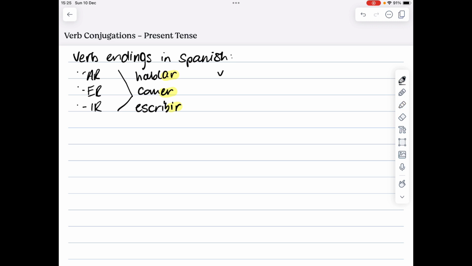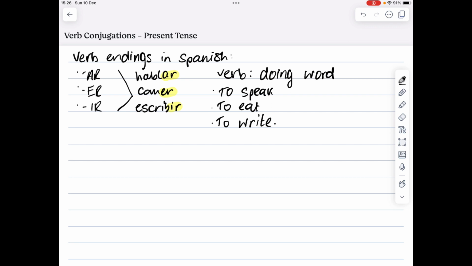Now, a verb, we should remember from primary school, is just a doing word. Or, the way I like to think of it, is an action that can have the word to in front of it. So we'll take each one. To. Hablar means to speak, to eat, comer, and escribir, to write. Okay, so you can see that the verbs all have to in front of it.